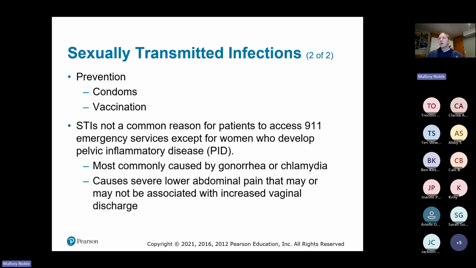STIs are not something that we deal with a lot in EMS. If we are dealing with it, it's a high likelihood that it's probably related to pelvic inflammatory disease or PID in women. But most of the time, we're not dealing with these. Typically, patients will go to clinics. They won't call the 911. Not to say you wouldn't ever come across one, but that's usually not the case.